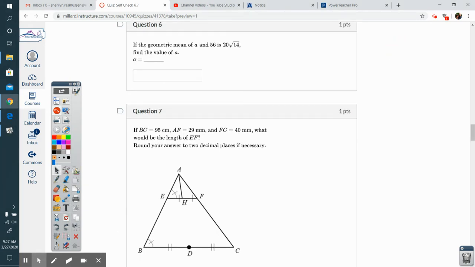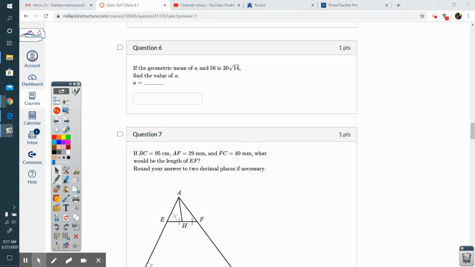All right, geometric mean. When we calculate a geometric mean, the geometric mean of two numbers is when you multiply the two numbers together and take the square root. Is means equals. So 56a, because 56 times a is 56a, and take the square root of it, it equals, that's the geometric mean, it equals 20 times the square root of 14.